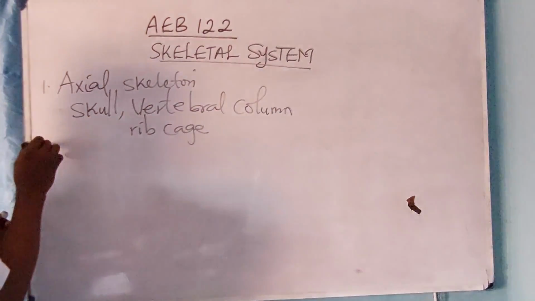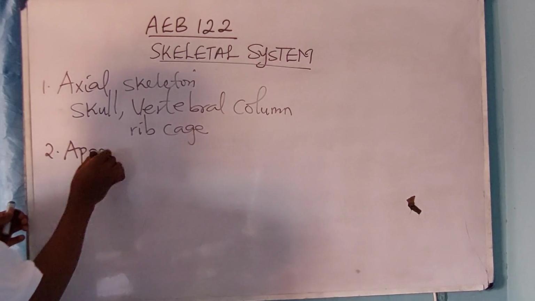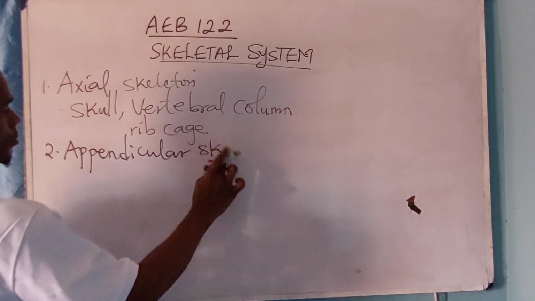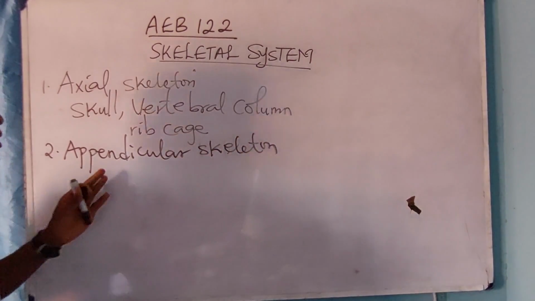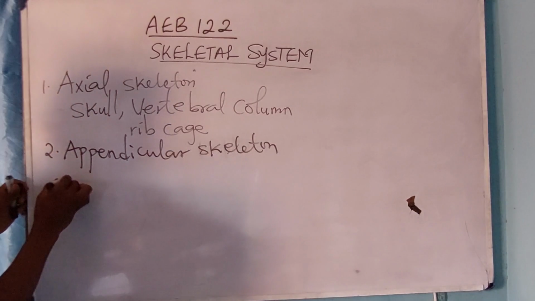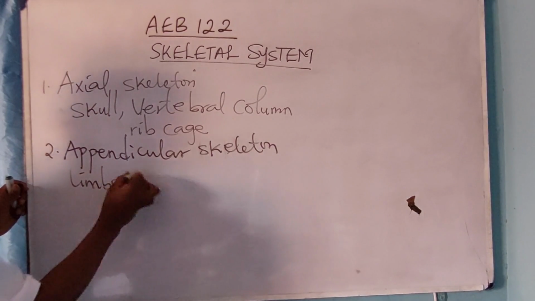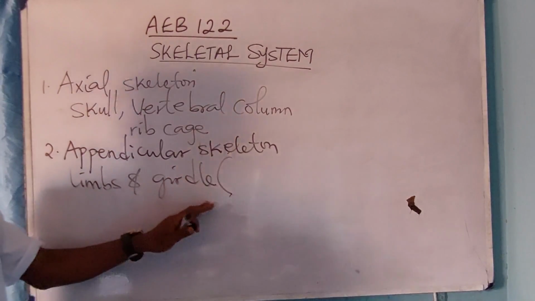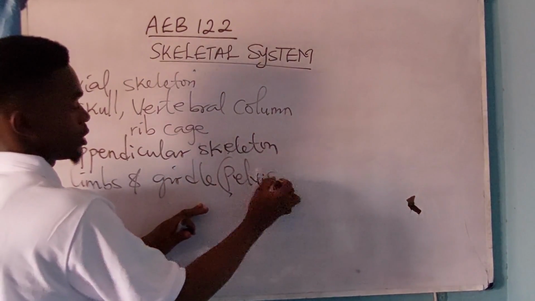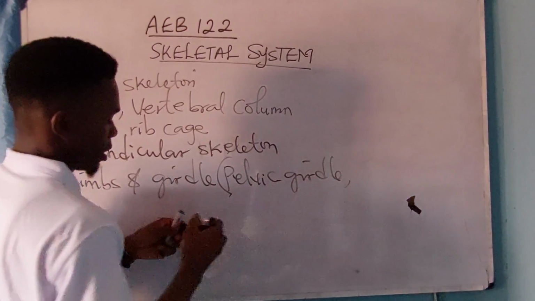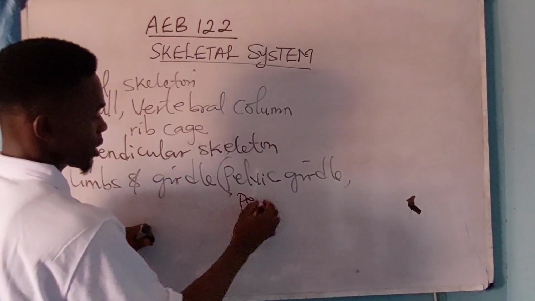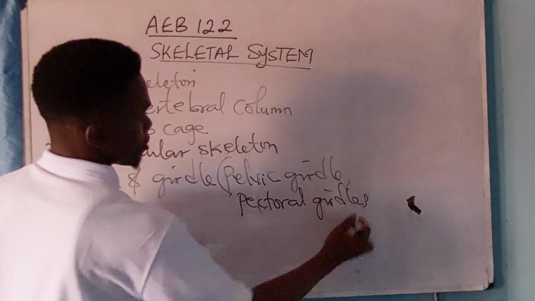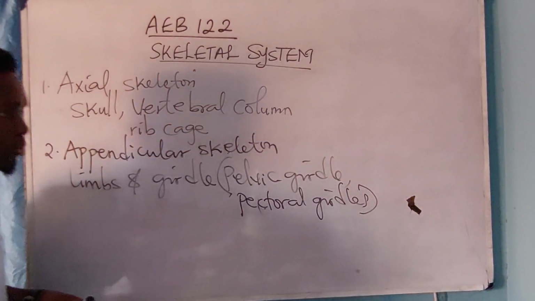And number 2, we have the appendicular skeleton. The appendicular skeleton is made up of limbs and girdles. You know that the girdles, we have the pelvic girdle and the pectoral girdle. So these are the two types of girdles that we have: the pelvic girdle and the pectoral girdle.